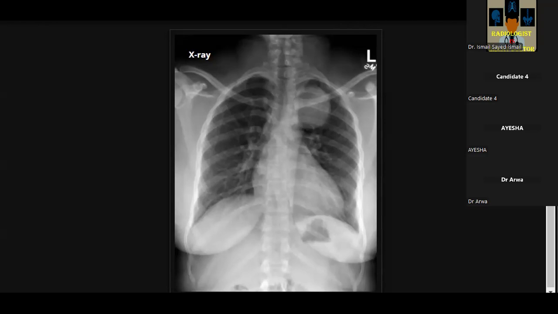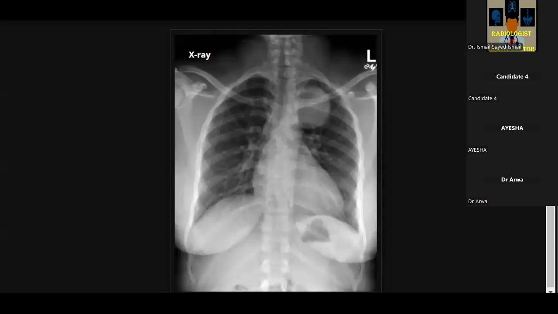There is no displacement of the trachea to the contralateral side. I do not appreciate any lucencies or calcifications within this mass. The rest of the mediastinum, as well as the heart, appears normal in size and contour. The lungs do not show any pathology. I'm checking the bones and they appear normal, no pleural effusions.